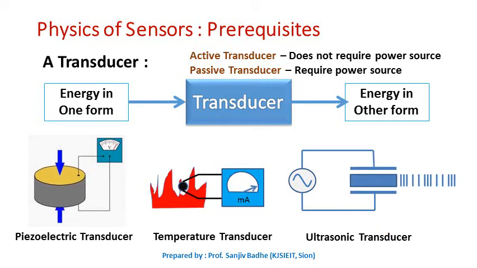Here this ultrasonic transducer, which is converting electrical signal into equivalent sound signal, is an example of passive transducer. Resistive sensors are the best examples of the passive transducers.